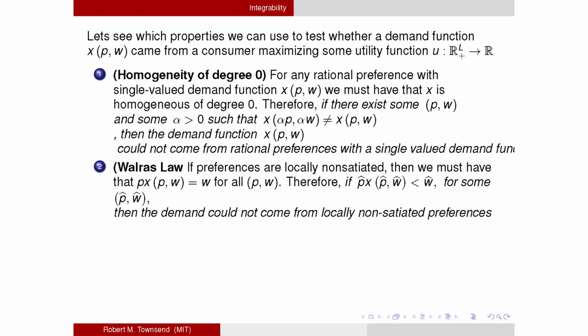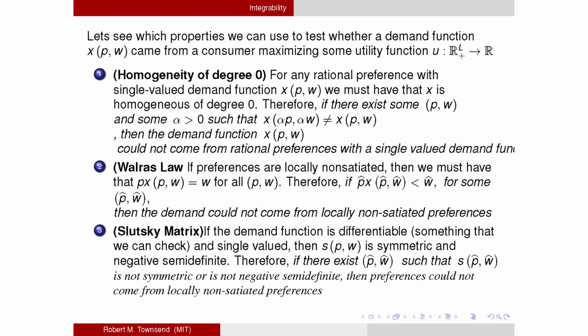Technically, Walras law is used to mean you only need to solve for the equilibrium. If there are capital L goods, you only need to solve for the equilibrium in L minus one of them, because the Lth one is pinned down by this budget equation. So there's no extra restrictions. Okay, and finally, the Slutsky matrix: if the demand function is differentiable and single valued, then that matrix S of P and W is symmetric and negative semi-definite.